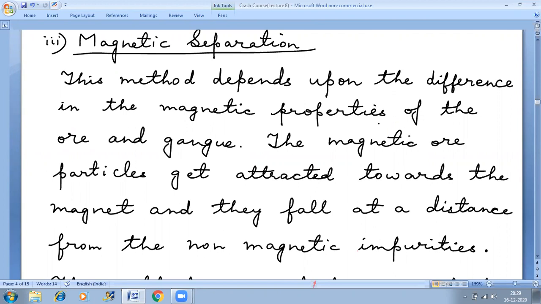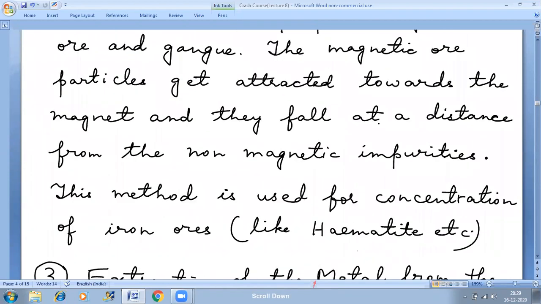The ore particles will be obtained at a distance from the gangue because gangue did not get attracted towards the magnet, whereas the ore particles got attracted towards the magnet. This method will be used for concentration of iron ores. Why iron ores? Because iron is magnetic in nature. Iron gets attracted towards the magnet. So for iron ores, we can use this type of concentration.